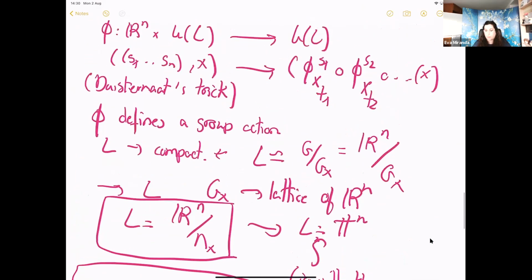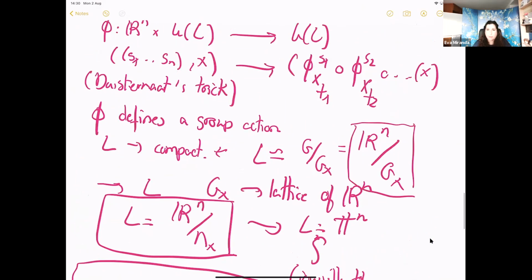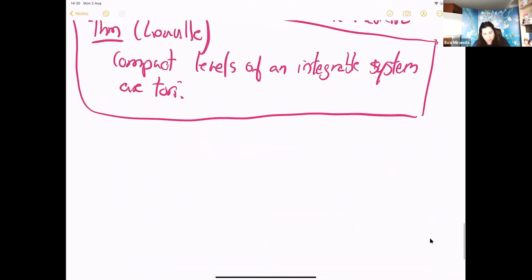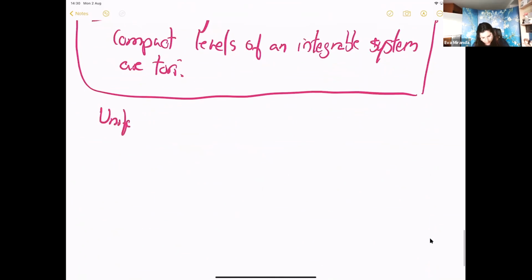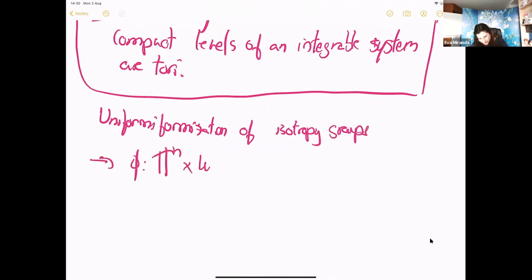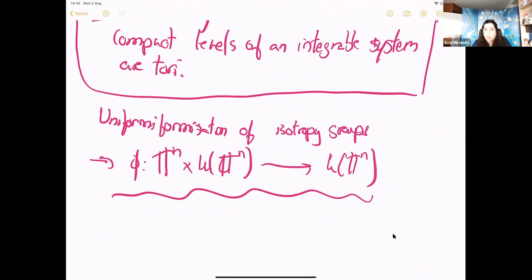This Duistermaat trick is super powerful because you can go one step further. You can now consider the collection of isotropy groups and do something that is called uniformization of isotropy groups. I'm going very quickly, sorry. And this gives you an action of a torus on the neighborhood of the Liouville torus. And this is fantastic. What I'm doing now, without wanting to, is to prove action-angle coordinates.